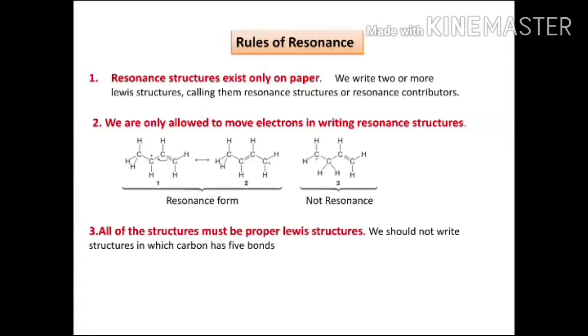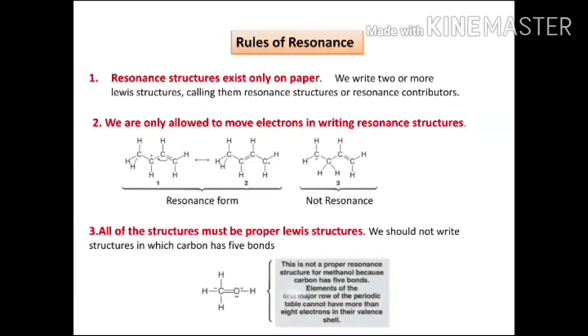The next rule is that every second row element should obey the octet. That means you are not allowed to exceed the octet of a second row element. In the given example, carbon exceeded its octet, right? So it is not a good resonance form.